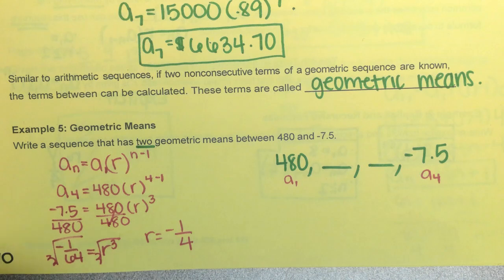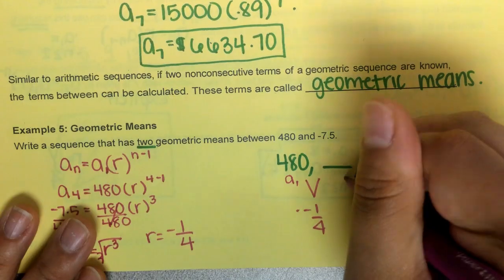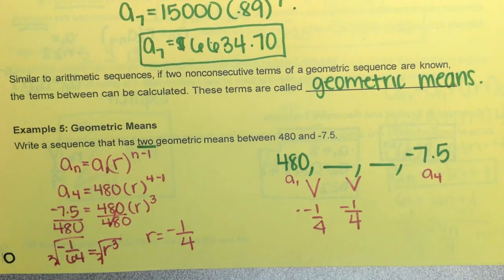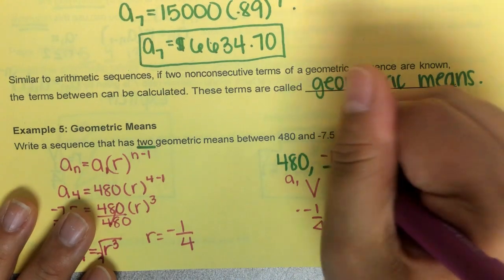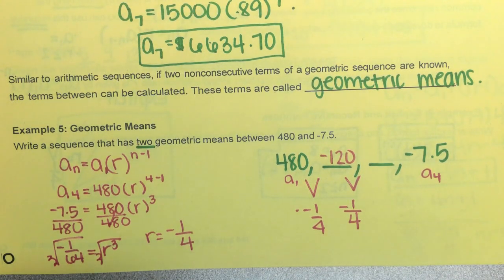All right, that's my r, but is that my answer? What do I got to do now? Multiply these by negative 1 over 4. So what is 480 times negative 1 over 4? It is negative 120. And then what is negative 120 multiplied by negative 1 over 4?